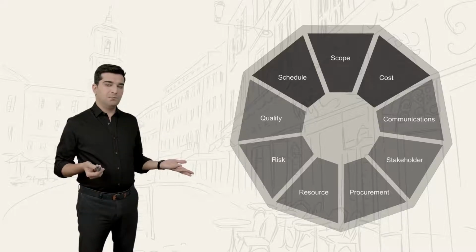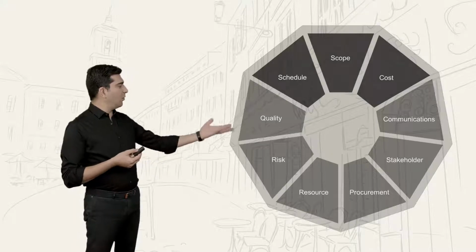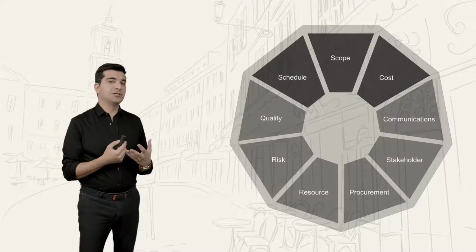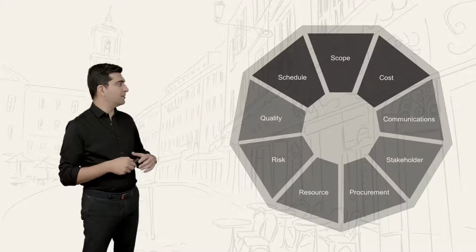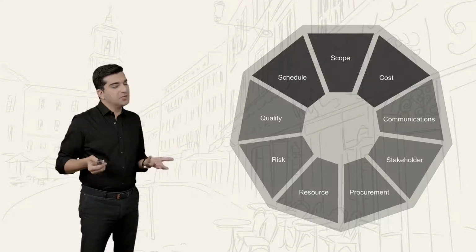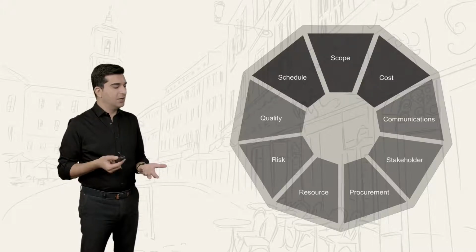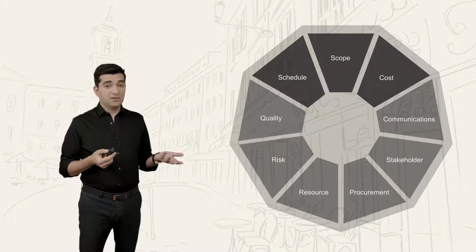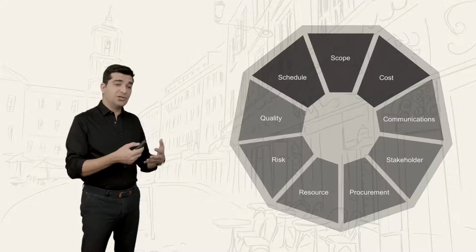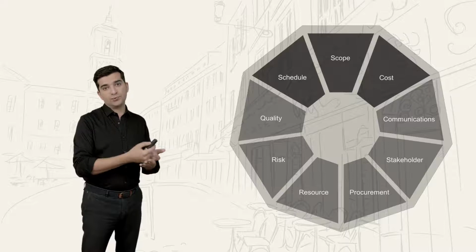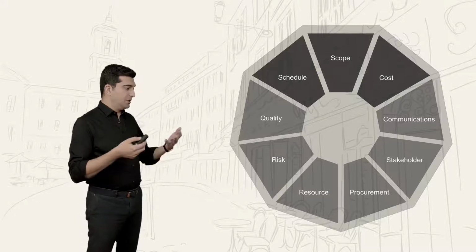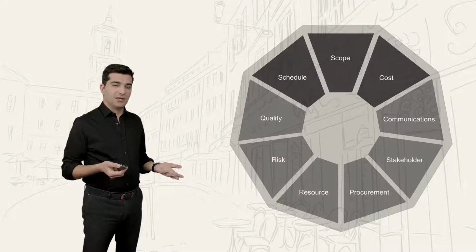Which one should it be? It's dealing with all of them. It's about considering the consequences of change in all other knowledge areas, and none of them really have a higher priority here. For example, if you say that scope, then not every change is initiated through changes in scope. Some of them are because of cost or because of some other thing.